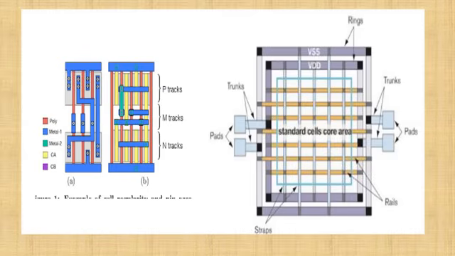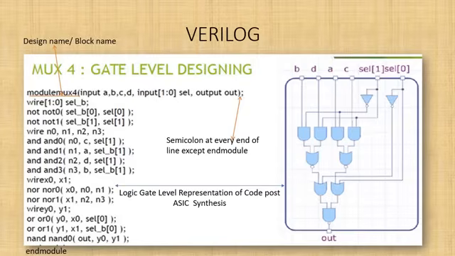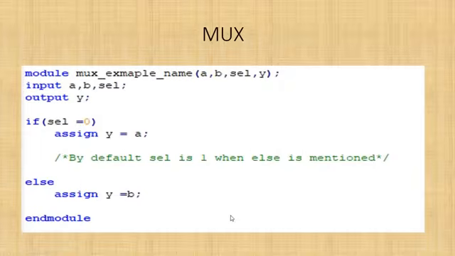Any sort of design will have metal, poly, tracks, substrates, pads, all these logics. We always have a Verilog code starting with module and a module name, ending with endmodule, each line ending with a semicolon. The process of converting this code into the gate level representation is ASIC synthesis.